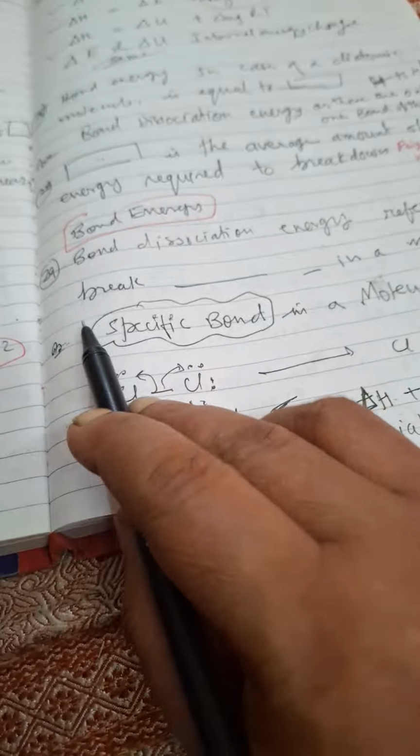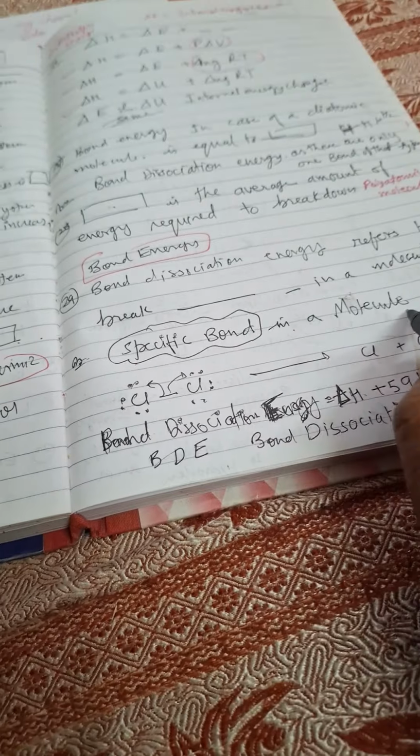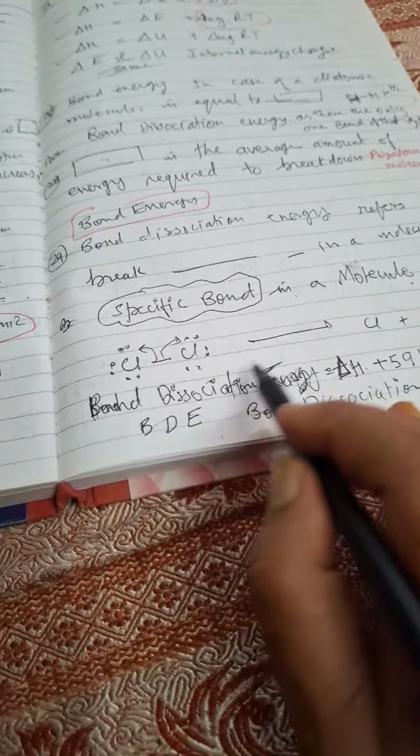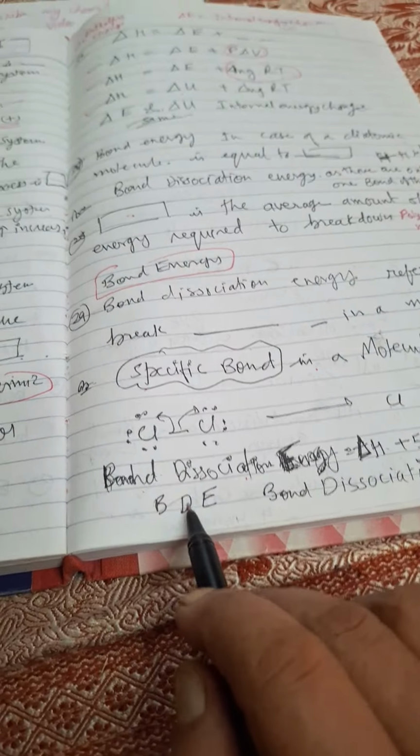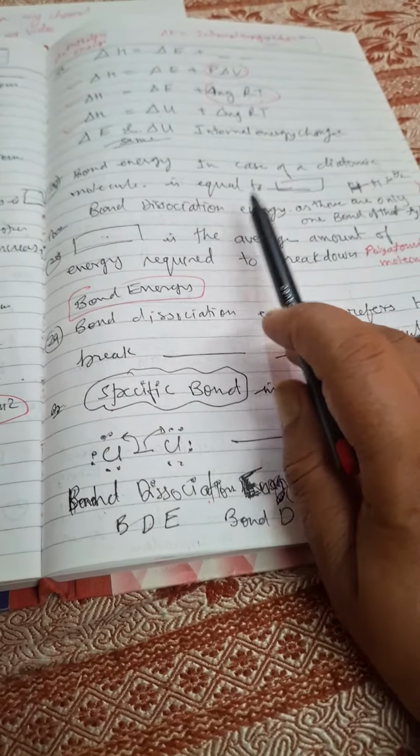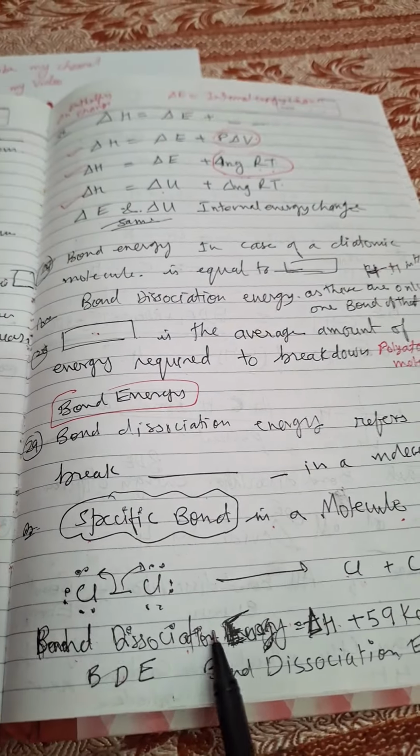Clear? Now see, bond dissociation enthalpy refers to breaking a specific bond in a molecule, and in the case of a diatomic molecule, bond dissociation enthalpy and bond energy are the same. As I have told you earlier, only one bond is broken, that is why bond energy and bond dissociation enthalpy are the same.